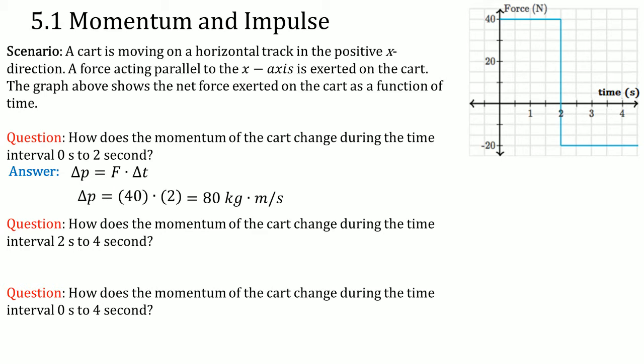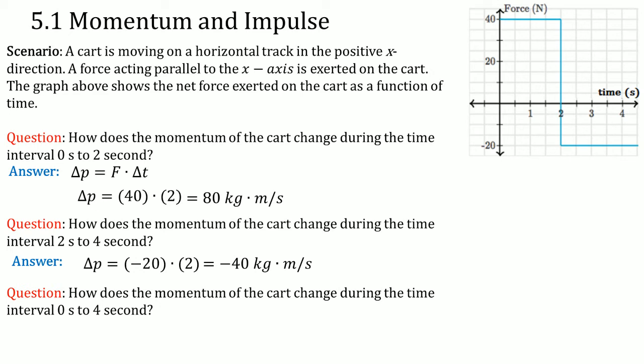Next question: how does the momentum of the cart change during the time interval from 2 seconds to 4 seconds? So that is from here, 2 seconds to 4 seconds. The answer: same equation, and the time is the same, which is 2. From 2 seconds to 4 seconds, that delta t is still 2. But the value here is constant at negative 20. So that's what they have in for F. You get the value of negative 40 kilogram meters per second.